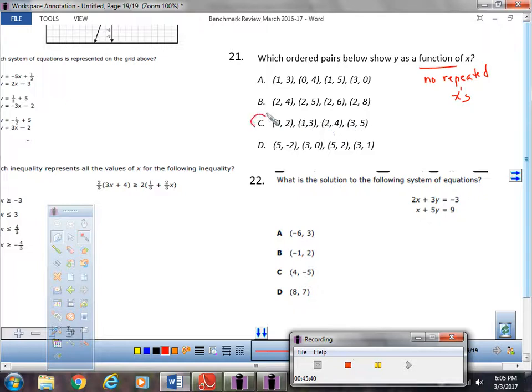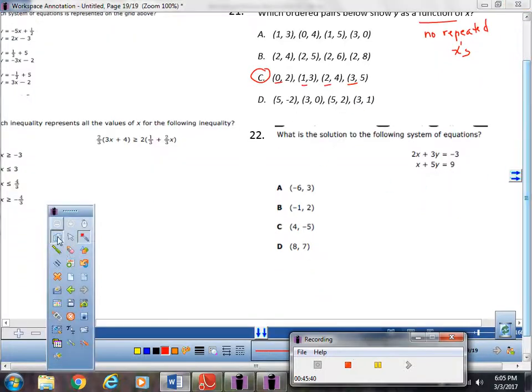So right here, if you look, that's 0, 1, 2, 3. All those x's are different. Now on 22, they want to know what is a solution to the following systems. So here's a good problem. We had something similar earlier, and the problem was not that good because the answers were incorrect. But basically, you just want to graph both of those equations and then find the intersection.